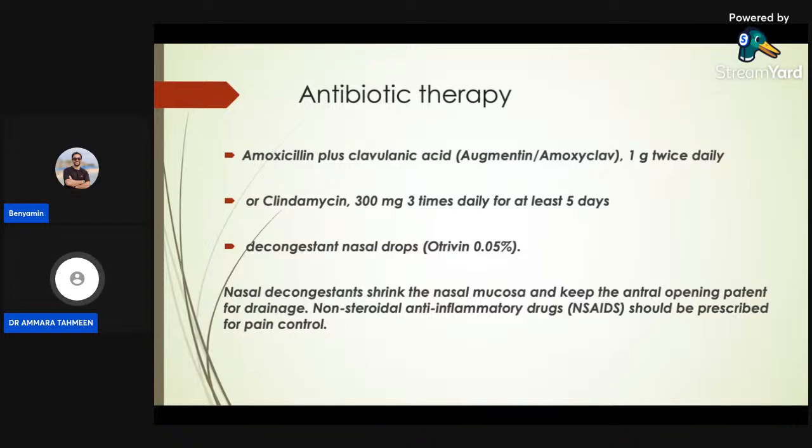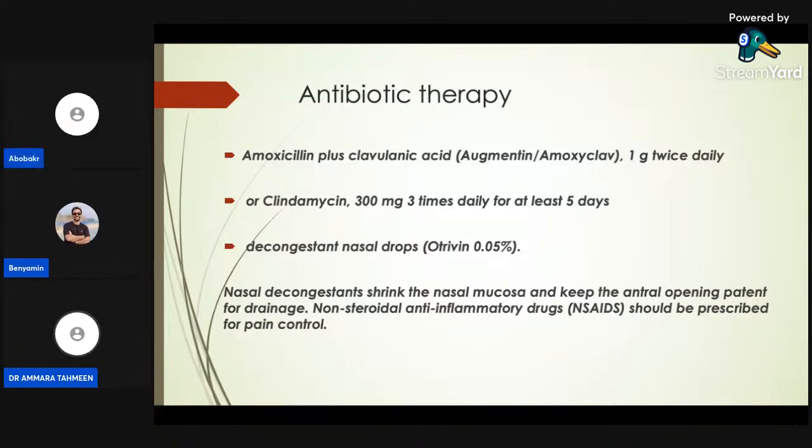So along with this antibiotic therapy, you can also give analgesics for post-operative pain management, such as Brufen, that is ibuprofen 400 milligram thrice daily, or diclofenac 75 milligram injections, or oral analgesics, or paracetamol 1000 milligram thrice daily for 1 week for the management of post-operative pain and inflammation.